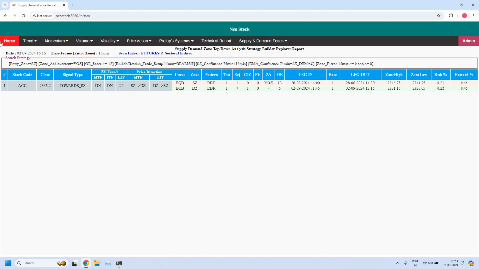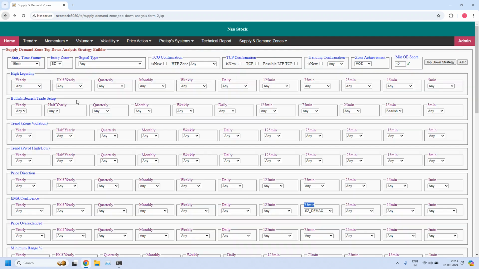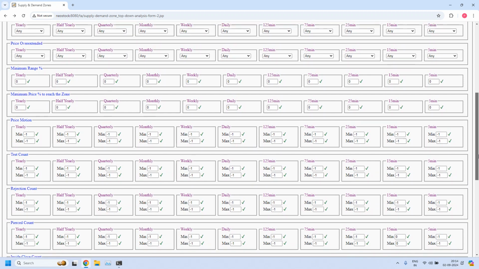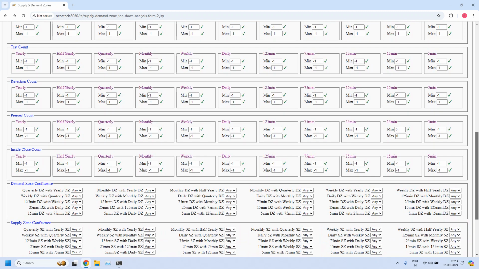Okay, next. Let us look for LTF, ITF, HTF confluence. I am removing the EMA filter. Now we are looking into LTF, ITF, HTF. That is 15-minute zone, 75-minute zone, and daily zone, supply zone confluence.